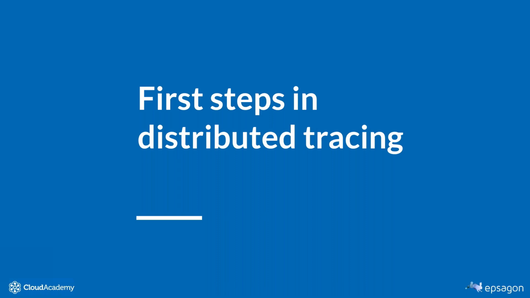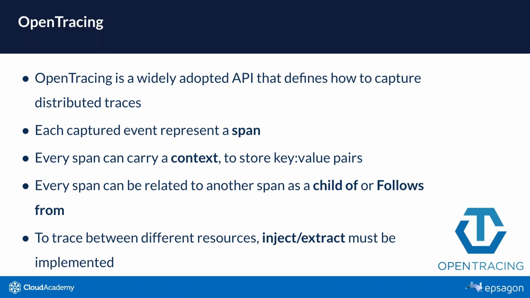So let's talk about the first step in distributed tracing. So far it was some sort of introductory. Now let's dive into the main items that we will cover. Let's start first with OpenTracing. So OpenTracing is probably the widely adopted API and framework that defines how to capture distributed traces. It tells us how to capture an event. An event can be I'm putting something to a database, I'm getting a request on HTTP, I'm processing something, and each kind of this event is a span. This is the terminology in OpenTracing.